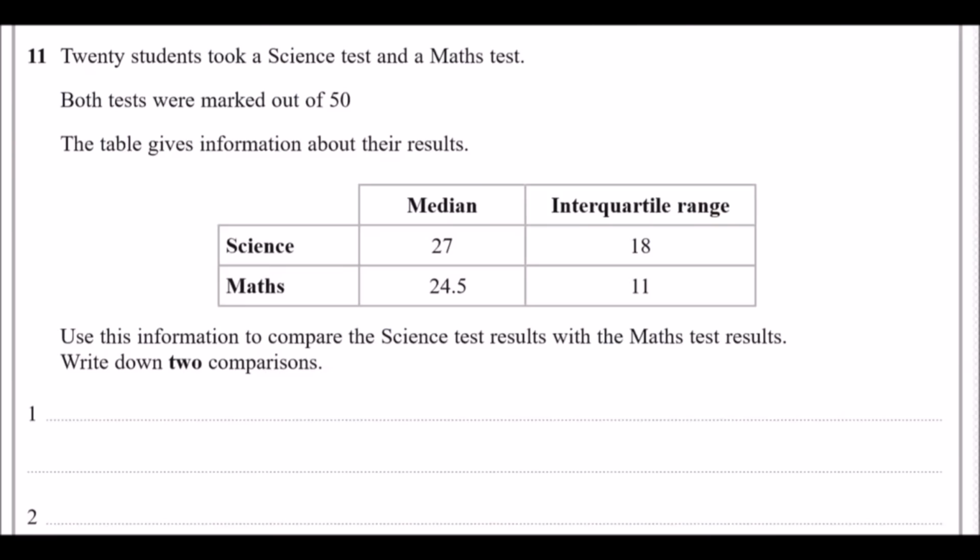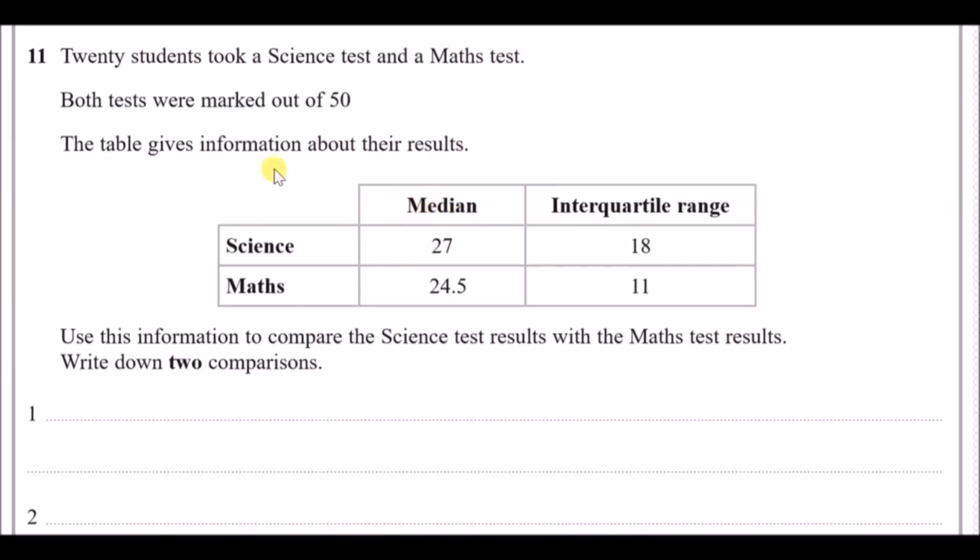All right, number 11. So 20 students took a science test and a maths test. Both were marked out 50. And below gives information about the results. So you got the median and the interquartile range. So the median, as a reminder, is pretty much the middle student.